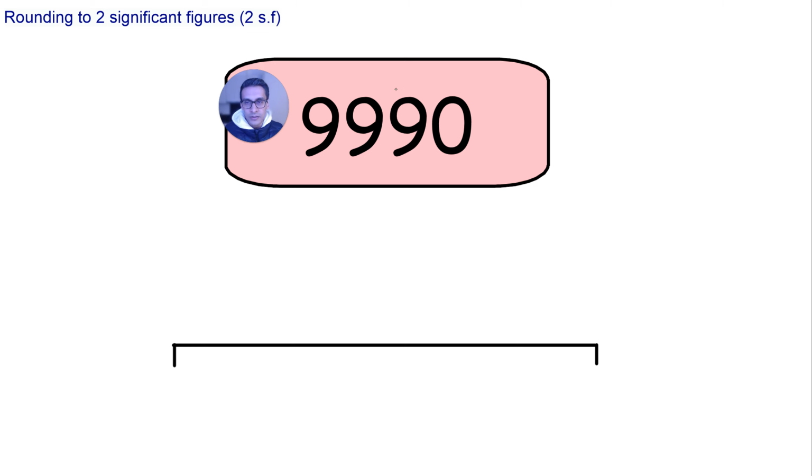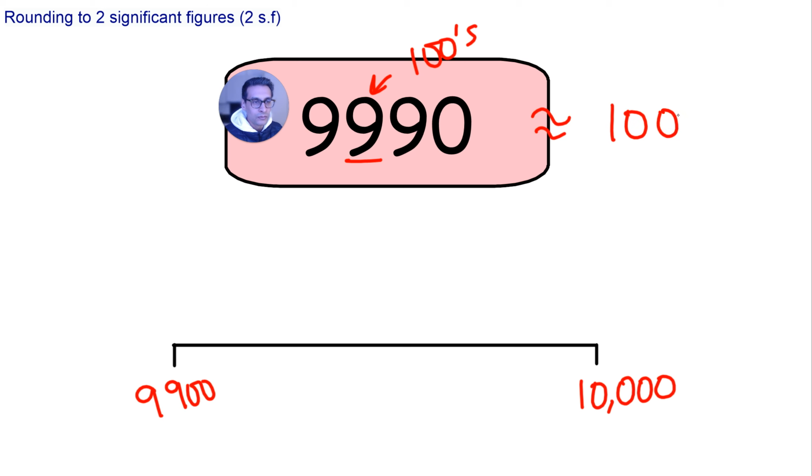Okay, next, 9,990. Have a go first, and then I'm going to show you the answer. Okay, so that's the second significant figure. The decider is a 9, so we're going to round up. Now, this is, again, in the hundreds column. So rounding to the nearest 100 is going to be 9,900 or 10,000. So in this case, it's going to be 10,000 because the decider is a 9. And we can see that 9,990 would be somewhere around here on a number line, so that would round up.